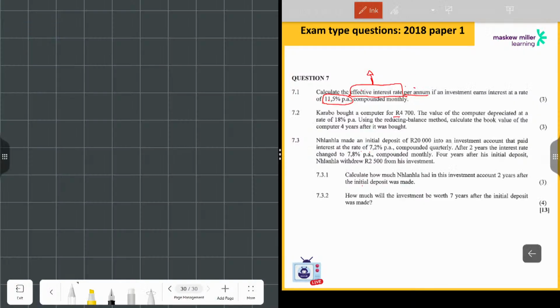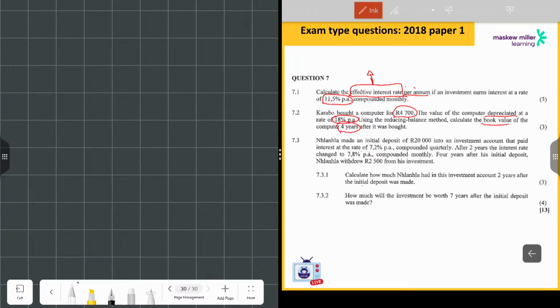So with or without them telling you which formula to use, you already should know what it means. They bought the computer, which was 4,700 rand, and the value of the computer depreciates, which means it decreases or loses value at a rate of 18% per annum, right? So you are told that this is depreciating, and you are told the value of P. You are also told the interest rate, which is the I. Using the reduced balance method, calculate the book value of the computer after 4 years.